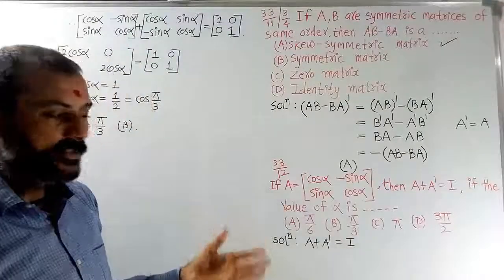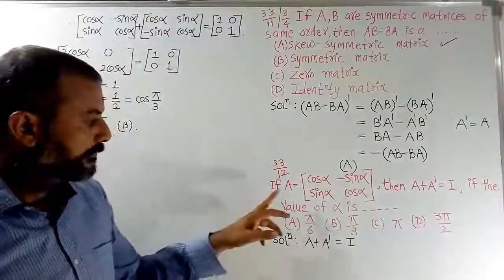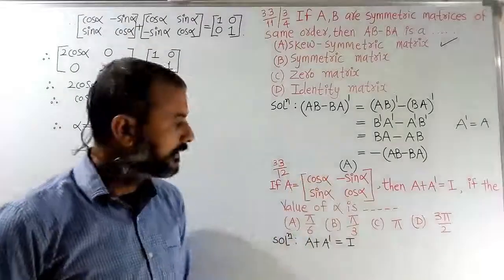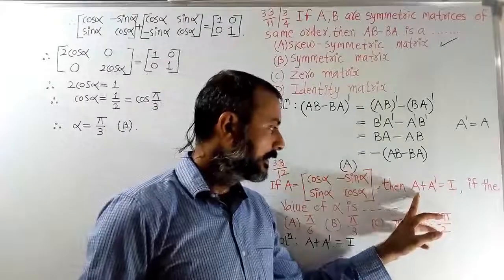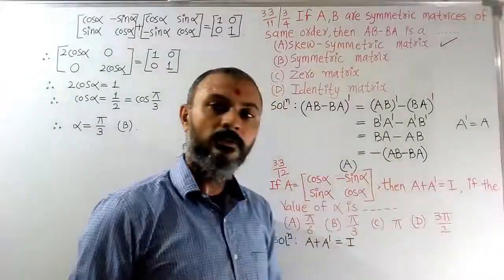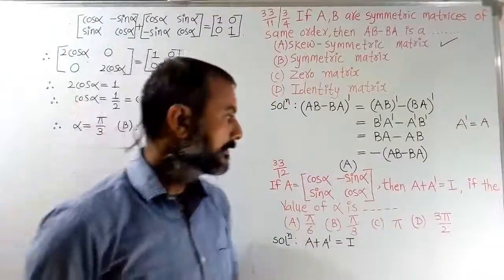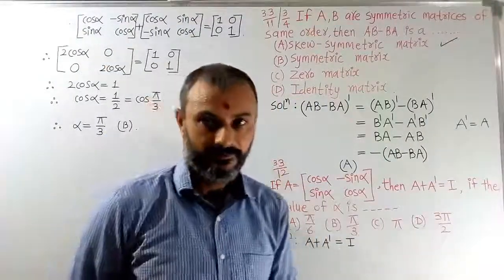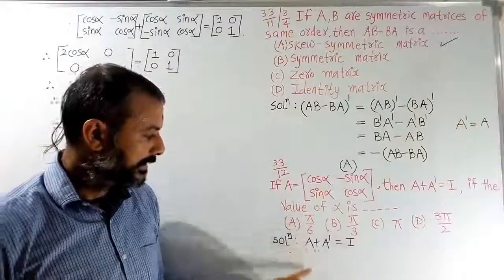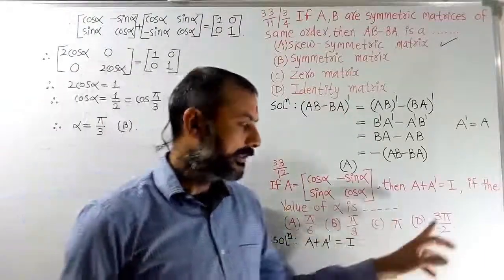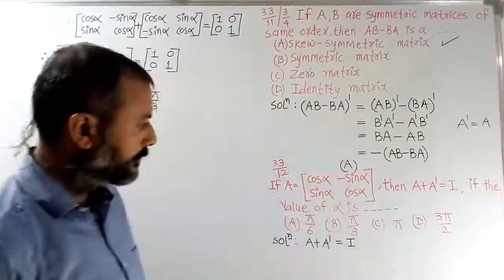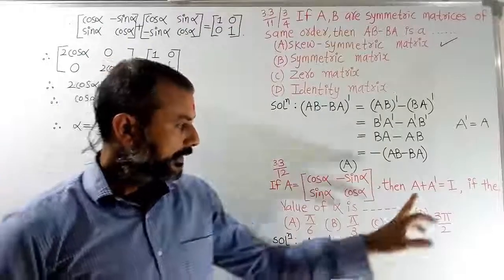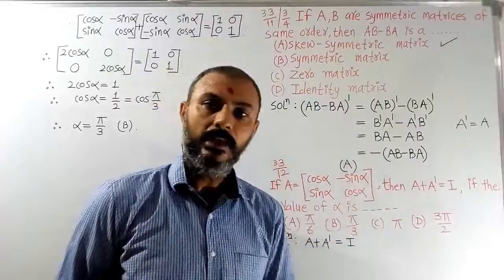Okay. Now next MCQ. If matrix A is cos alpha, sin alpha, minus sin alpha, cos alpha, then A plus A transpose equal to I, identity matrix, if the value of alpha is blank. Now options: pi by 6, pi by 3, pi, 3 pi by 2. So what property does this matrix follow? A plus A transpose equal to identity matrix.